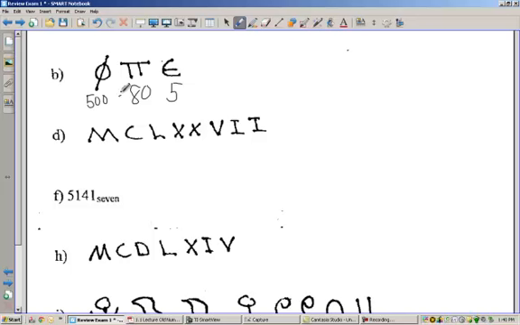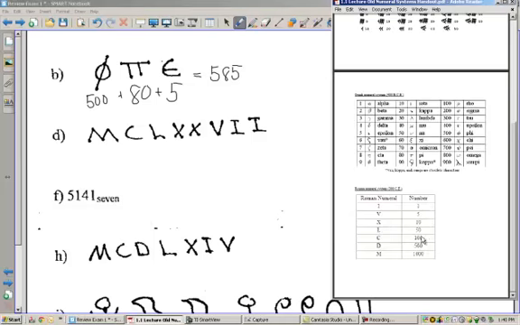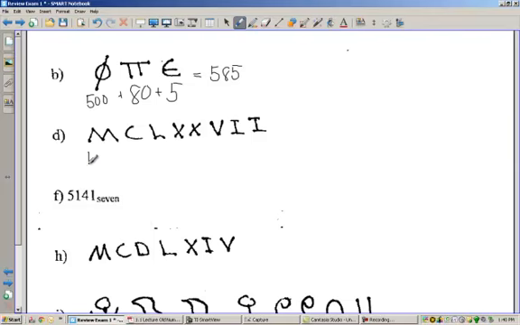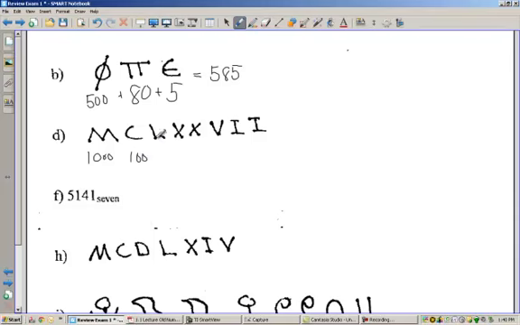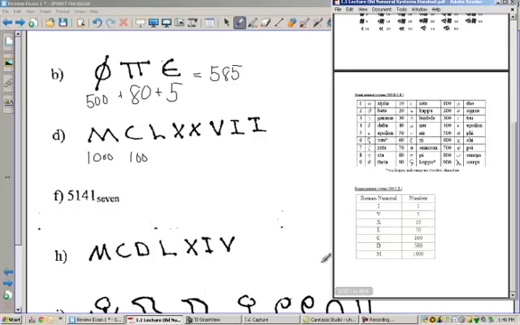And I simply add these numbers together to get my answer of 585. The next one, the Roman numeral system. So again, you can pull up the Roman numeral system. It's down here at the bottom. And I look, and M stands for 1,000 things, so I have 1,000. And then I have a C, which is 100 things, and so I have 100. And then I have an L, which is 50 things.